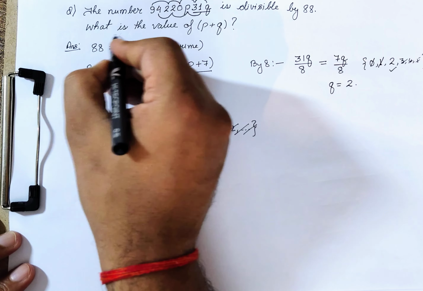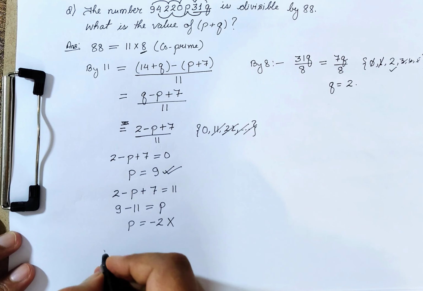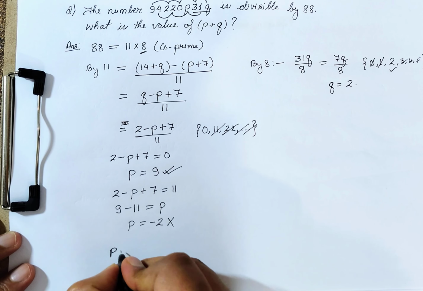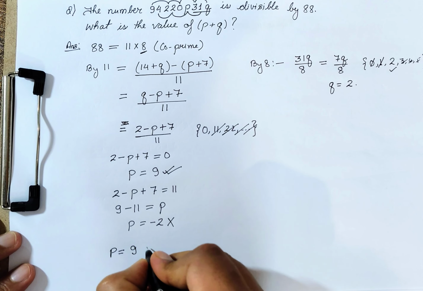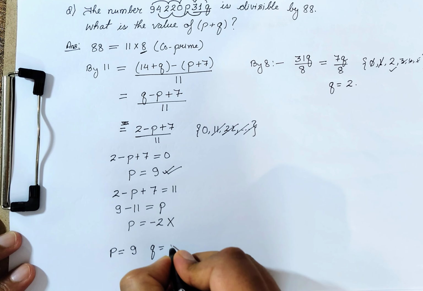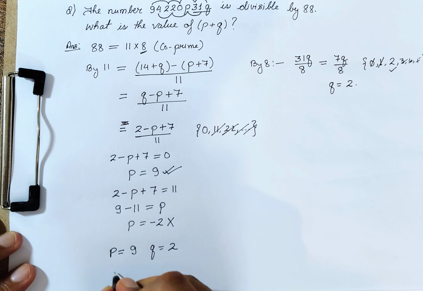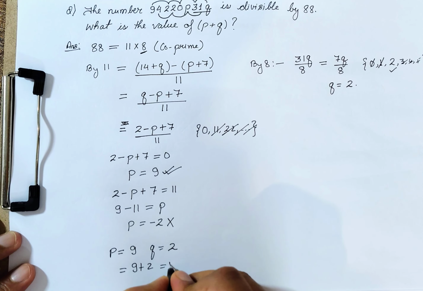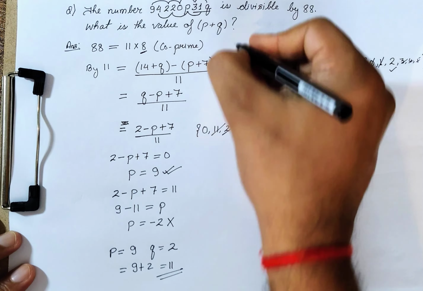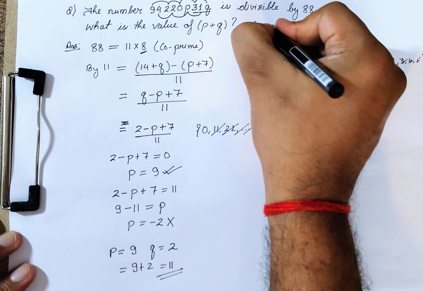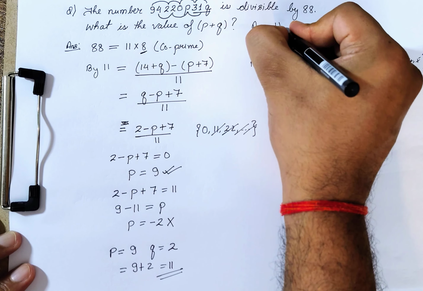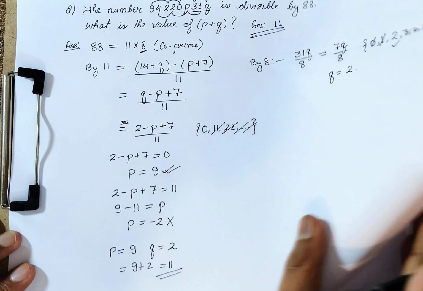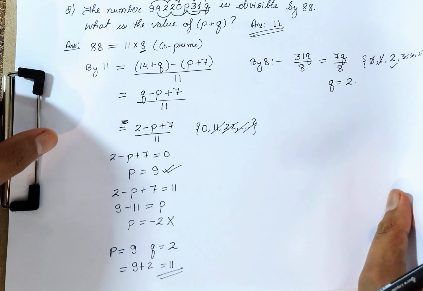Now the question asked, what is the value of p plus q? So we know that p equals 9 and q equals 2. So the answer is 9 plus 2, 11. Okay, let us see one more question.